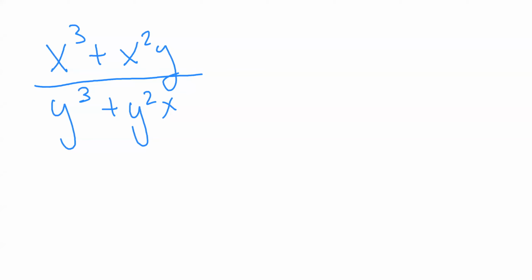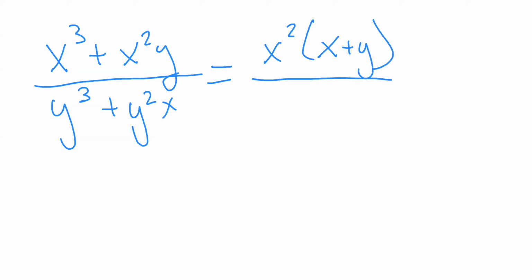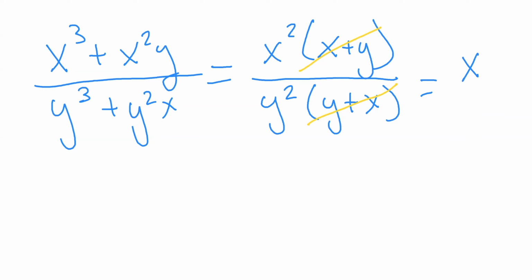All right, so here's our fraction. In the numerator, we can factor out an x squared, and we're left with an x plus y. In the denominator, we can factor out a y squared, and we are left with a y plus x. Well, x plus y and y plus x are the same things, and we're in factored form. We can cancel them out. So that whole fraction simplifies to x squared over y squared.